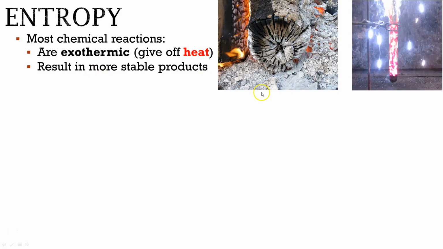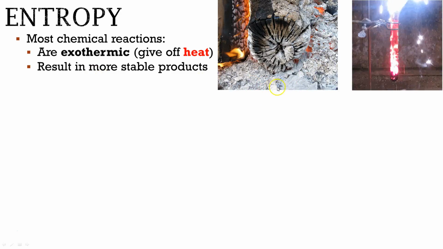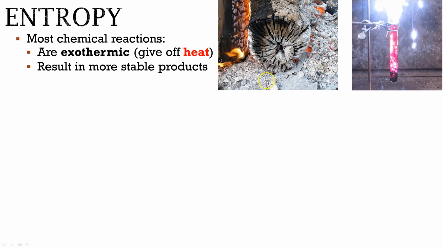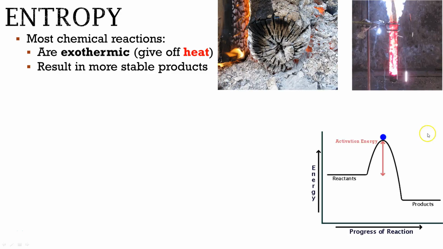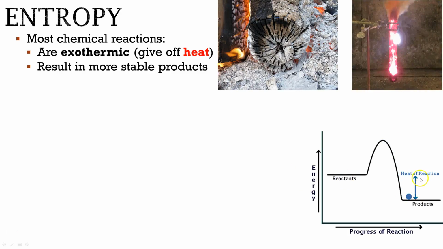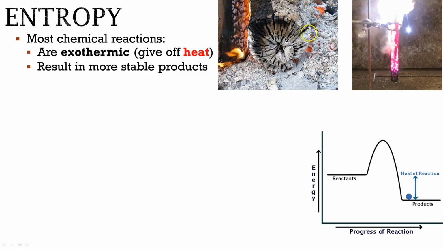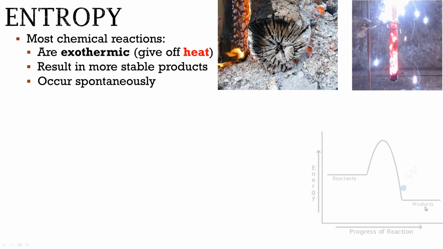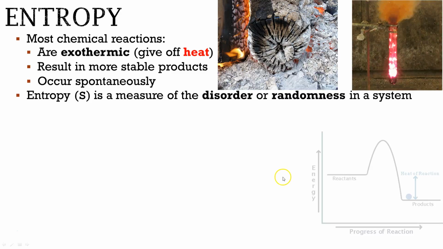If you think of like after a campfire, you don't need to worry about taking care of that ash. It's not reactive. You don't need to worry about doing anything with it. It's already a very stable product. So here I have an energy diagram. My reactants join the product. Heat is going to be given off, like when you burn that wood, and the products are going to be much more stable than we already saw. And most reactions are going to occur spontaneously.